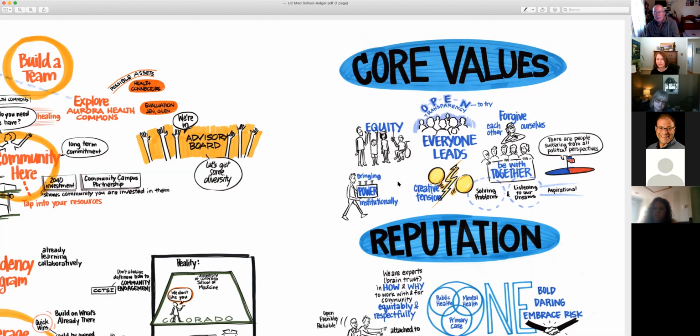Bringing power from the institution to community and sharing that power. We embrace creative tensions. We don't shy away from tough things. We're in this together with folks in community to solve problems. We're not afraid to listen to our dreams and be aspirational. And remember that there are people suffering from all political perspectives, and we need to be careful about that as well.